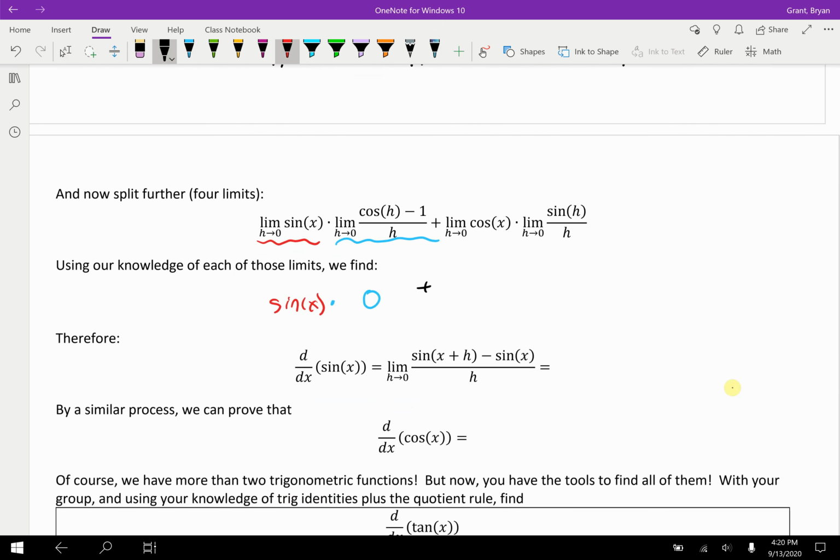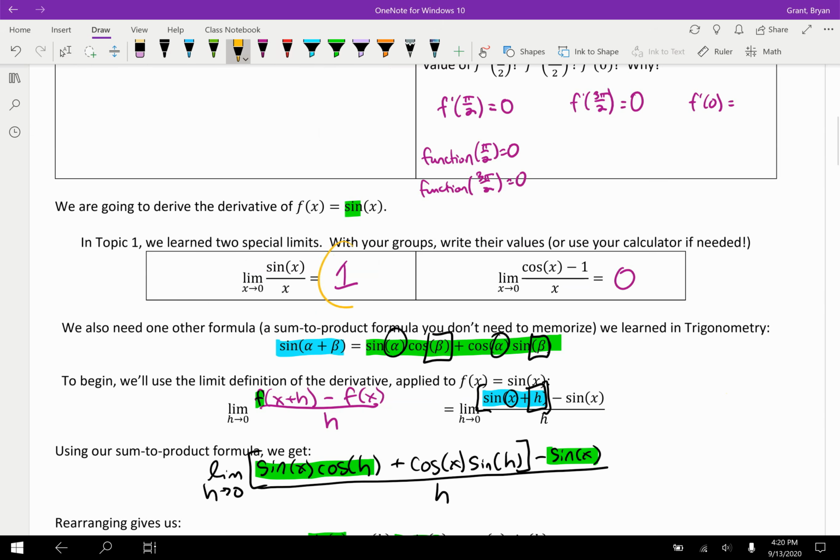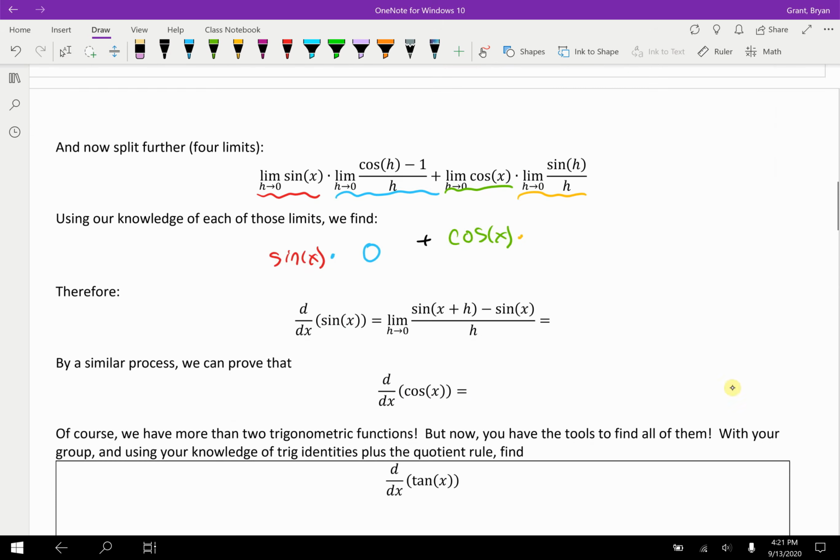What about this next one? Well, similar idea. The limit as h approaches 0 of cosine of x is just cosine of x. And then, last but not least, sine of h divided by h, again, one of our special limits, 1, and we end up here. Therefore, we can simplify this, right? Taking the derivative of the sine of x, and using this limit formula gives us, well, this all just becomes 0, and cosine of x times 1 is just cosine of x, which is so elegant and nice. The derivative of sine is cosine.